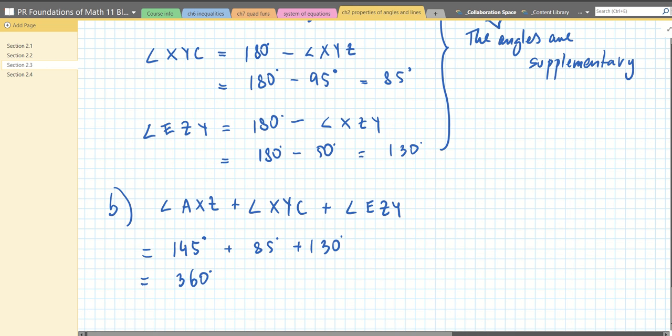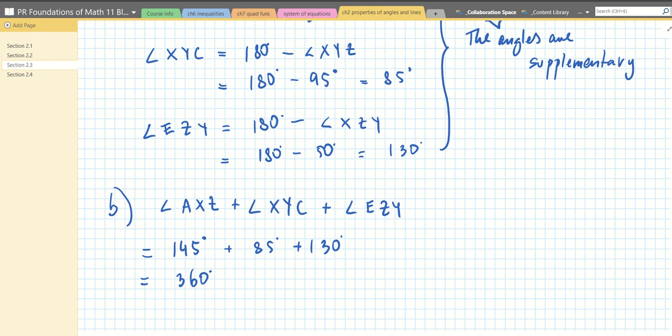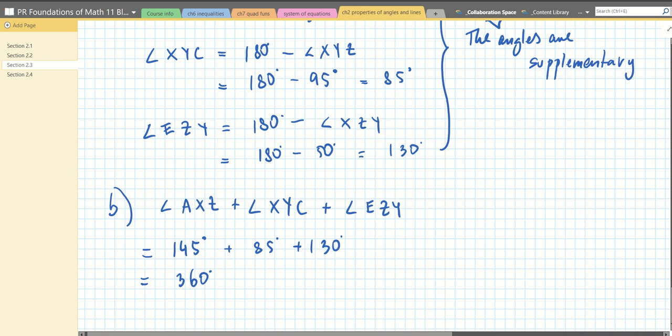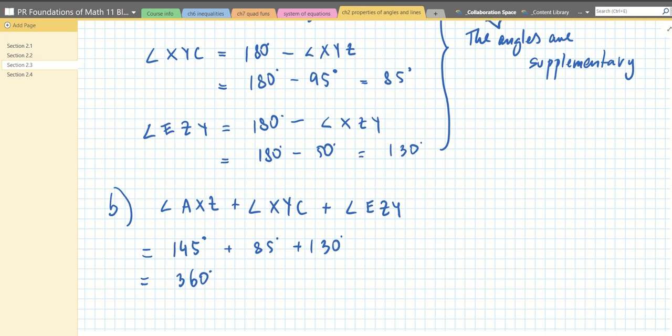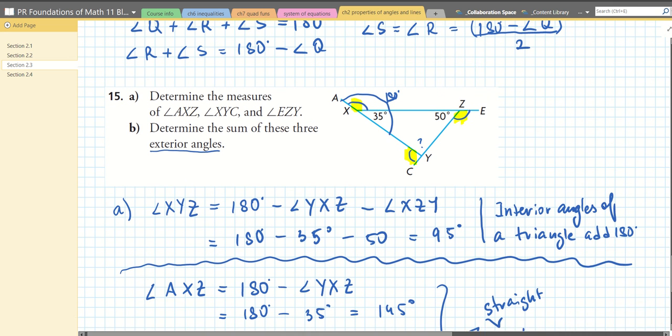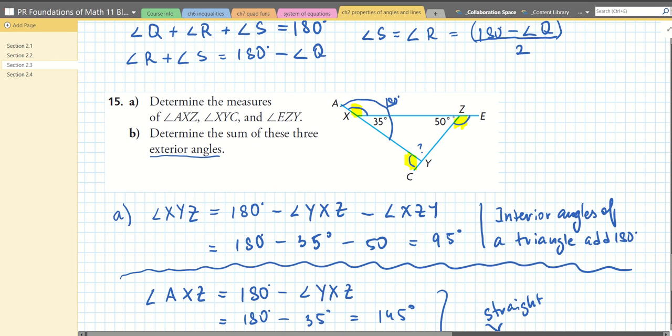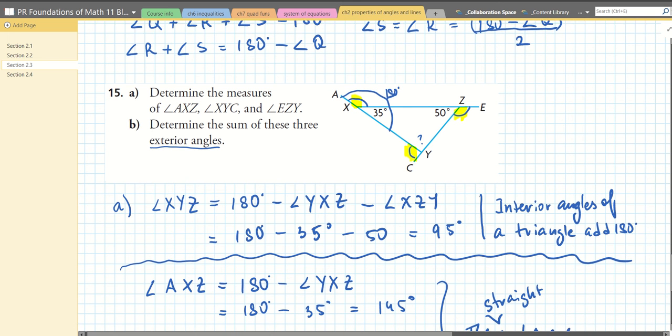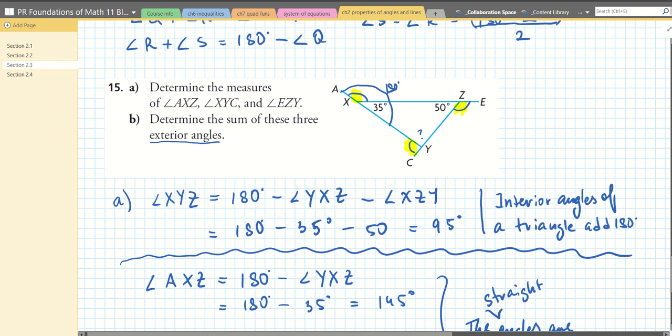This is a property of the exterior angles of a triangle. All of the interior angles add to 180 degrees; the exterior angles add to 360. Now you have to realize the exterior angles refer to these angles here that form 180 with each of the interior angles. Do not get confused by exterior angles thinking it is that angle there. So these angles add to 360 in any triangle.